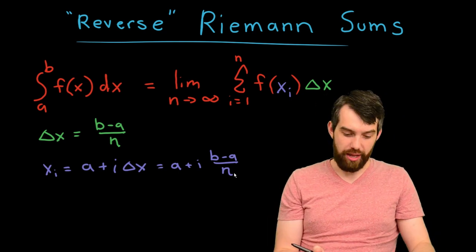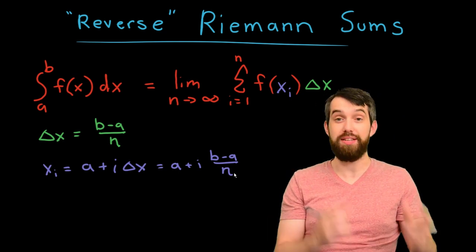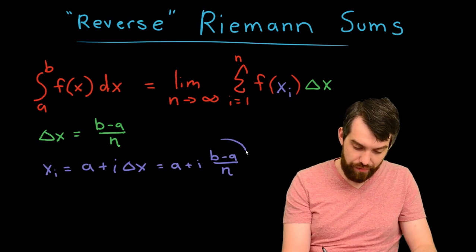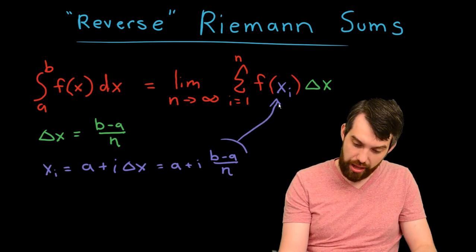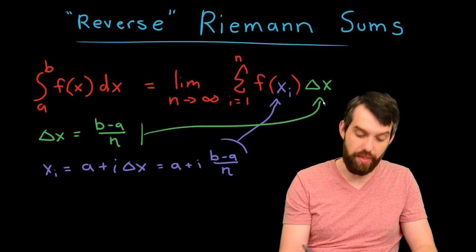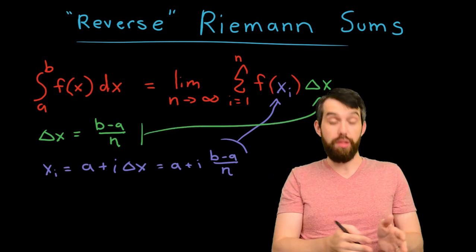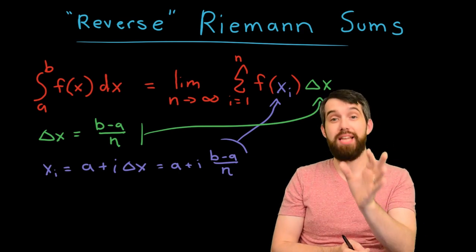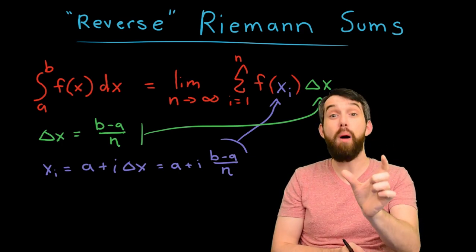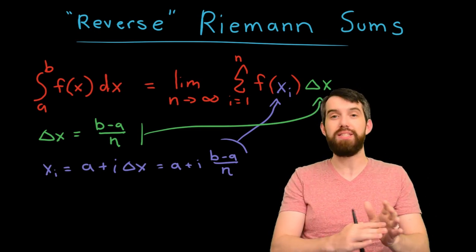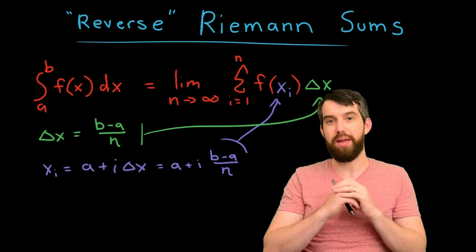You should be able to take this xi and plug it in here, and you should be able to take this delta x and plug it in there. By the way, this works for xi denoting right endpoint approximations. There is a very small change if we wanted to denote left endpoint approximations, but the standard way to ask this problem is with right endpoint approximations.